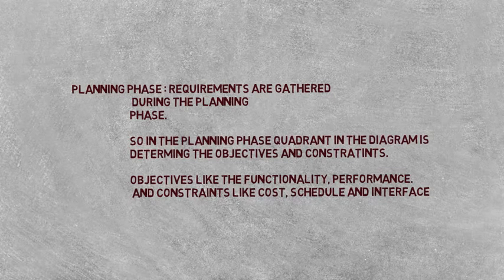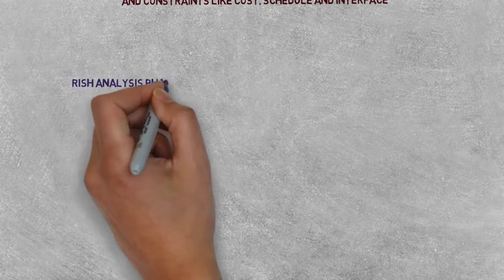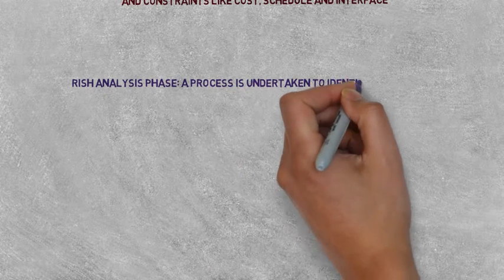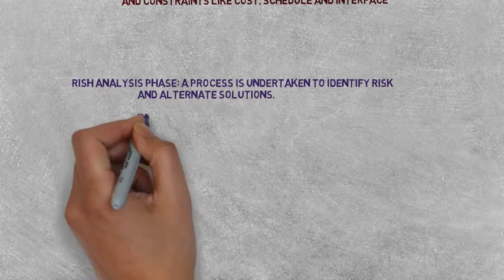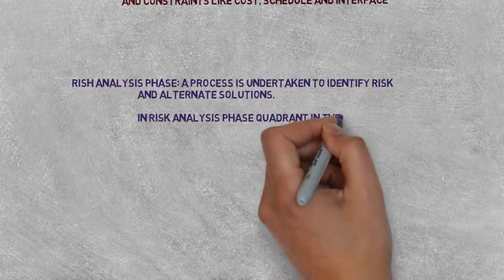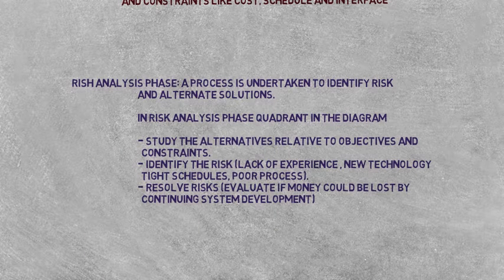In the risk analysis phase, this is where a process is undertaken to identify risks and alternate solutions. In the risk analysis quadrant in the diagram, you should study the objectives and constraints like in the first quadrant. When we say identify the risk, as you should know if you have enough experience making software projects, it includes the new technology we use, tight schedules and poor process. After we identify the risk, we can proceed to resolve the risk to proceed to the next phase.